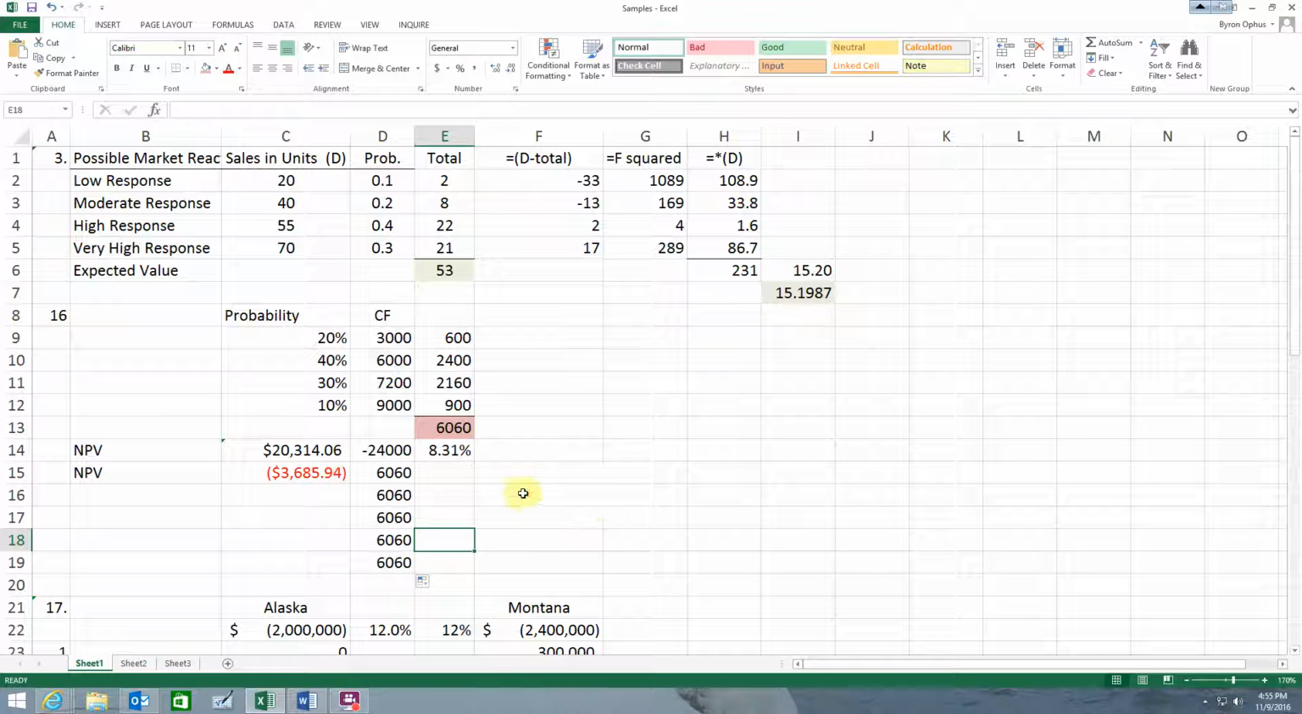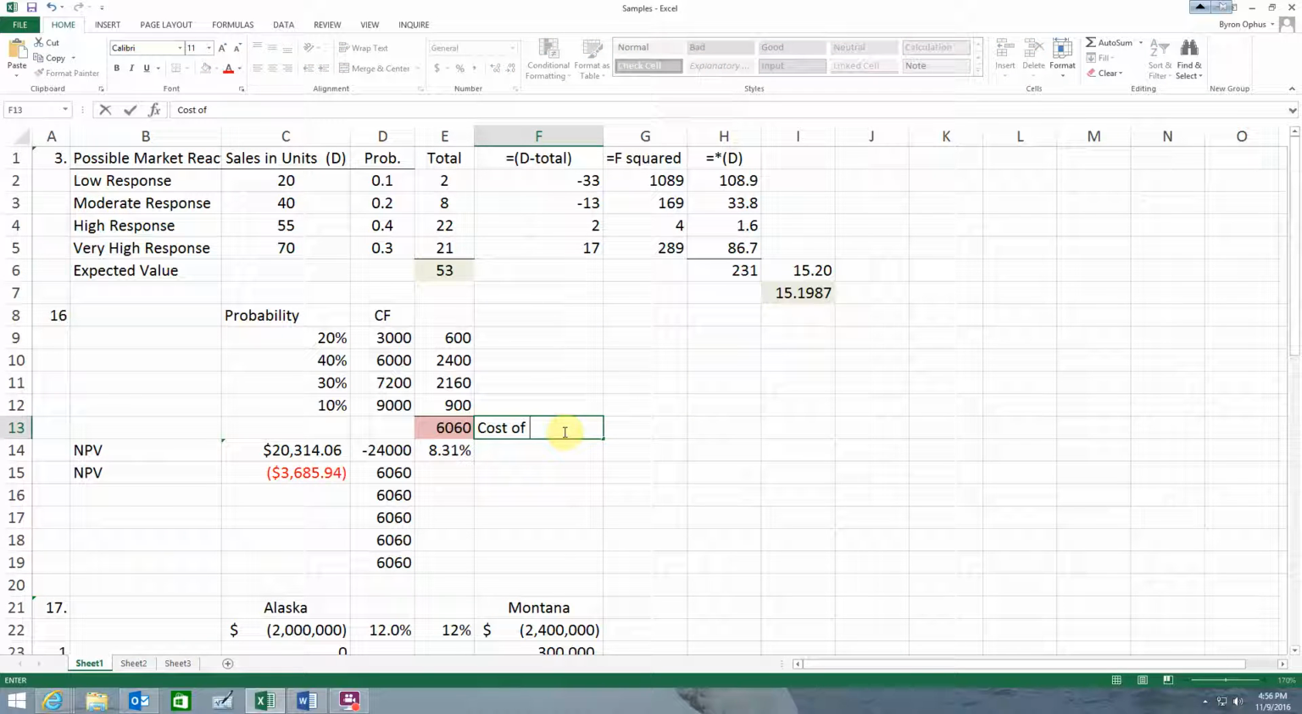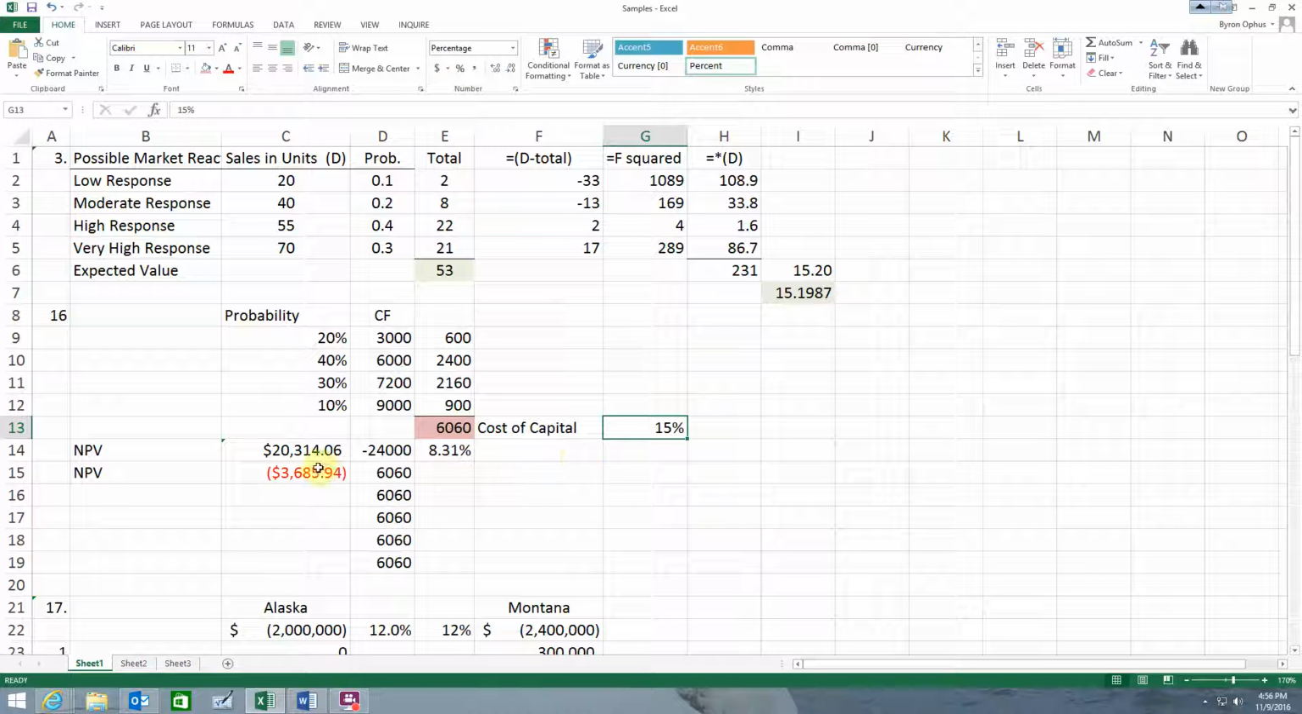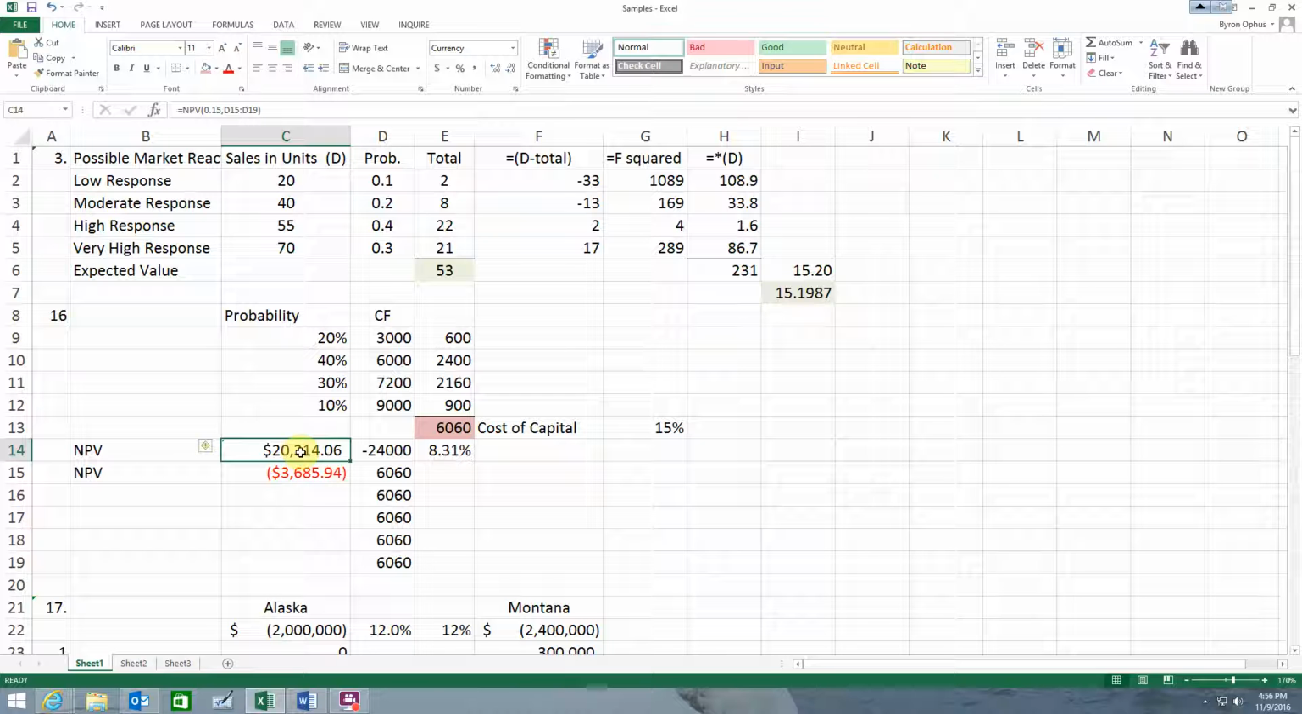Now it says the value computed will apply to each of the next 5 years. What's the expected net present value of that? And it has our cost of capital at 15%. I could put cost of capital someplace up here. Cost of capital, 0.15. Let's do that. So now I've got to calculate my net present value based on that.